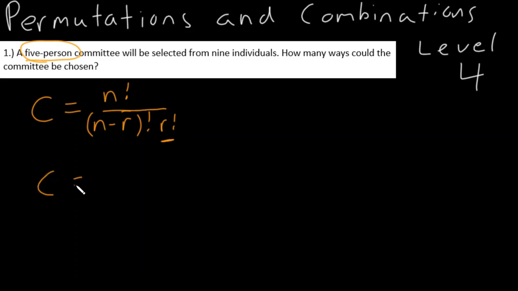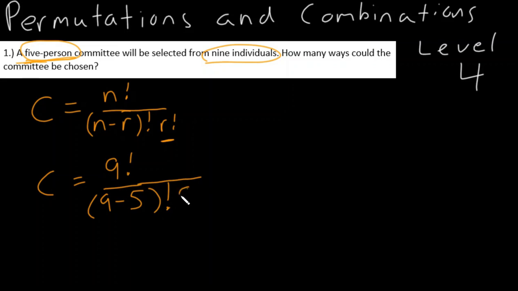So let's go ahead and start plugging things in and see what we can do with this. So on the top we have n factorial, and what is the total number of objects in this set, or how many people are we choosing from? And we see that here we are choosing from 9 individuals. So we're going to write 9 factorial over, and here on the bottom we have n again, 9 minus, and then the question becomes, how many people are we choosing? How many objects are being chosen from this set? And since it's a 5-person committee, we'll do 9 minus 5 factorial, and then we're also going to put in 5 for this remaining r factorial.